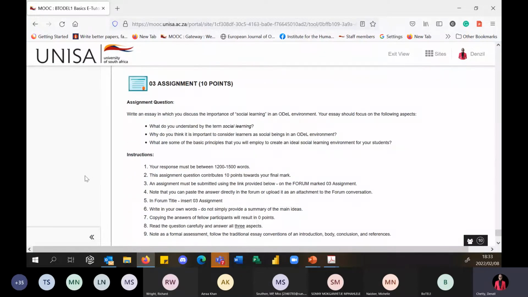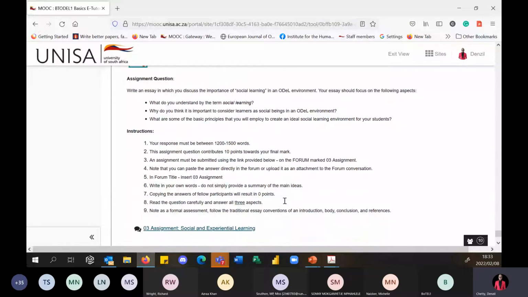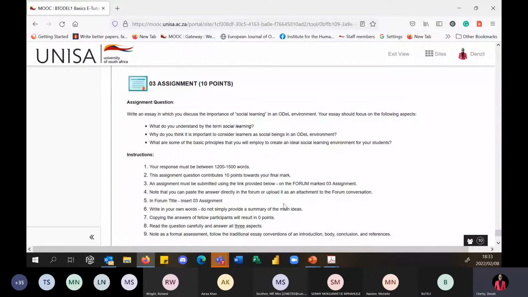Then, colleagues, your assignment question. Now, as part of this assignment, it's very simple. All we ask you to do is write an essay in which you discuss the importance of social learning in an ODEL environment, and your essay should focus on the following aspects. What do you understand by the term social learning? Why do you think it's important to consider learners as social beings in an ODEL environment? And the last one, as typically as the other assignments, what are some of the basic principles that you will apply or employ to create an ideal social learning environment for your students?